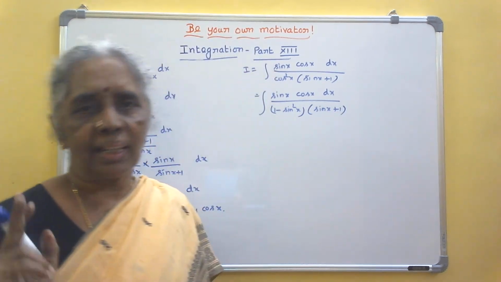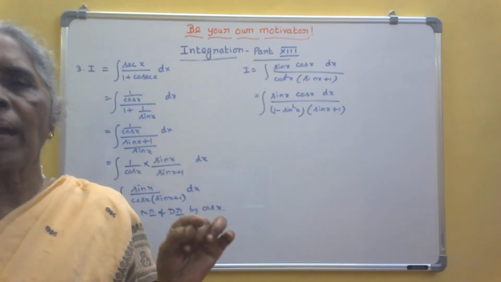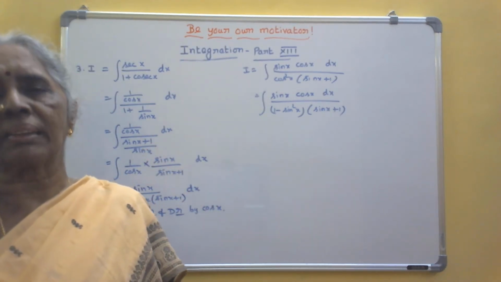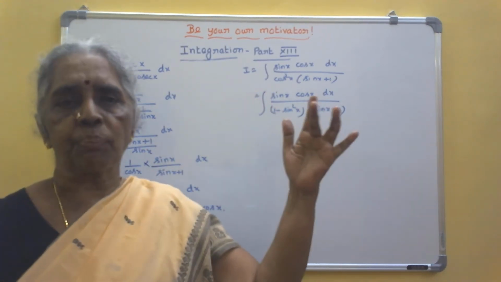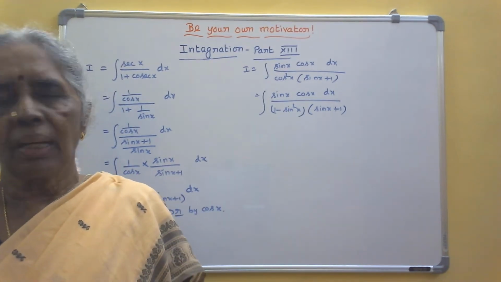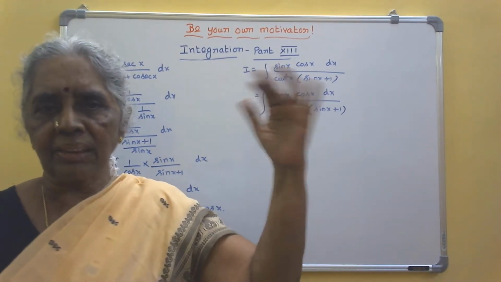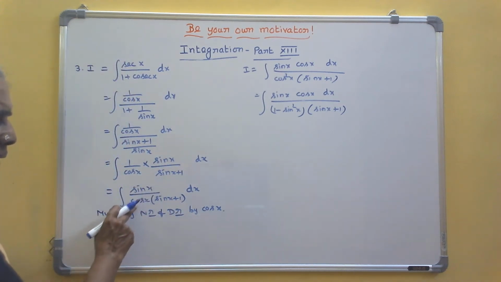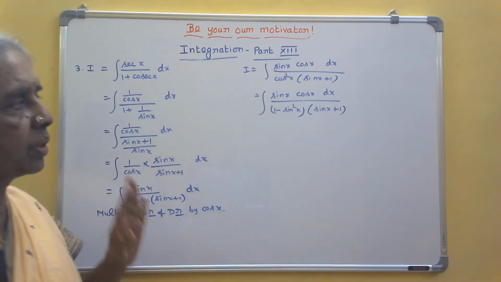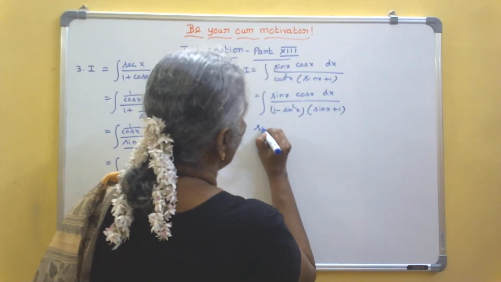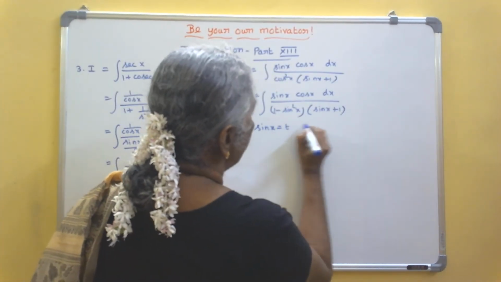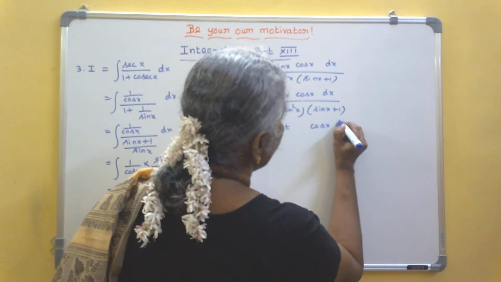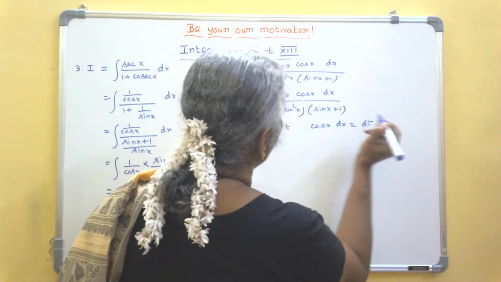I think now you will understand why we have multiplied the numerator and denominator by cos x, because I am going to substitute sin x as t. Then I need the dt part, cos x dx. For that only I have multiplied here and divided to compensate by cos x. So now you substitute sin x is equal to t. So cos x dx will become dt.